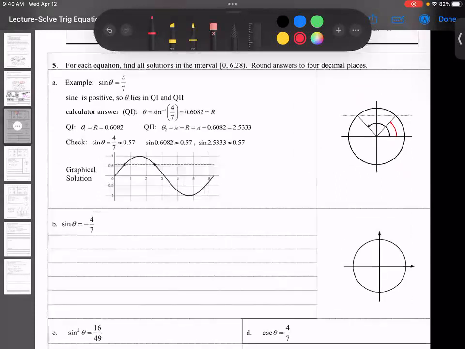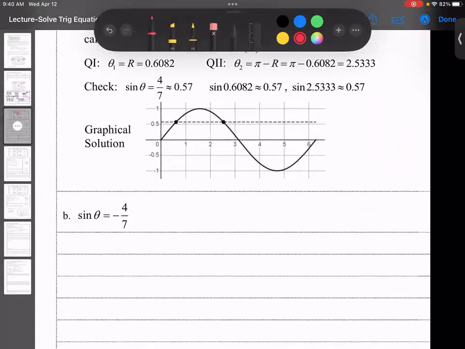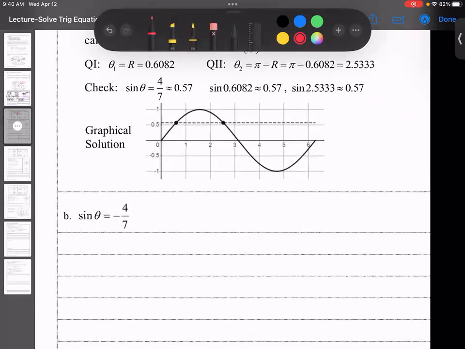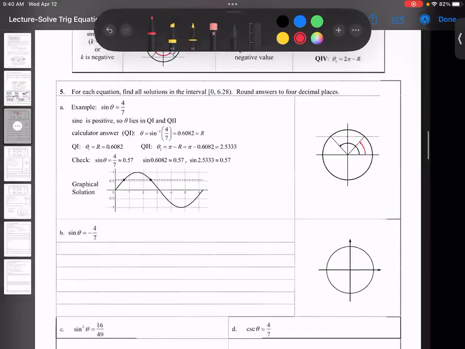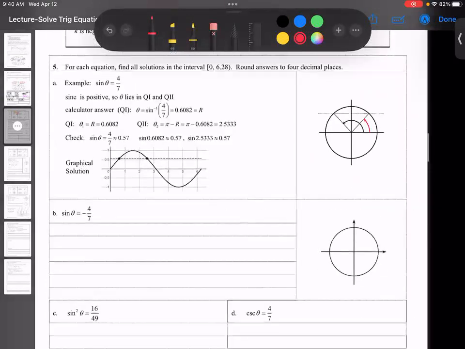And especially, what if the one I cannot find on the unit circle, right? Then you panic, right? Let me show you how I do this. If you're given sine theta equal a some number, it doesn't matter, positive or negative. First of all, you have to determine if this value is going to tell you what quadrant it is going to be.